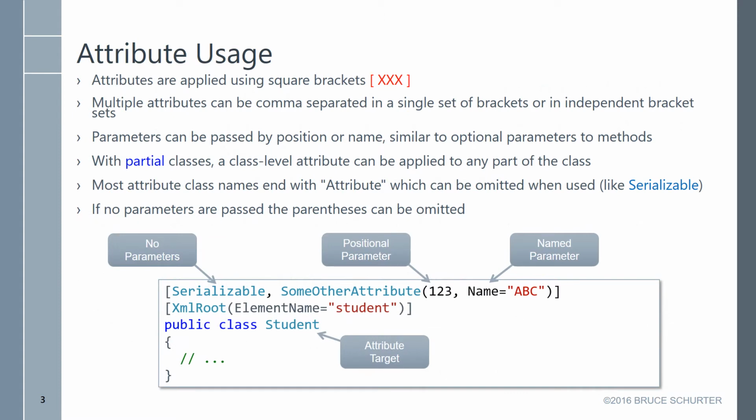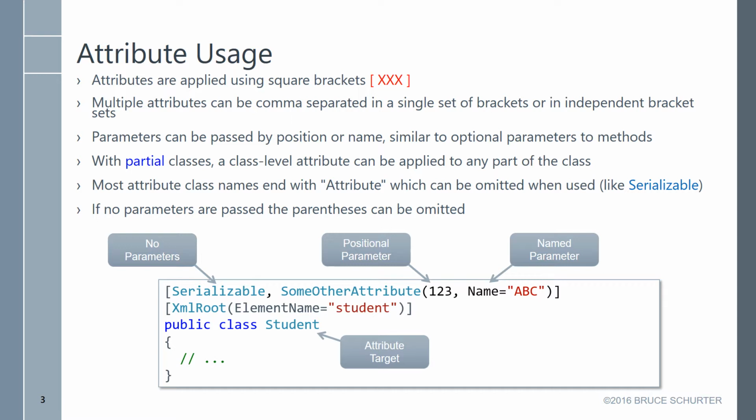Attributes are applied using the square bracket syntax. You've seen it before, like with Flags, Serializable, etc. Typically, it is going to be immediately preceding the object which you wish to apply the attribute to. Multiple attributes can be comma separated in a single set of brackets or independent bracket sets. This is just a stylistic thing, and everybody will have their own opinions on the best way to do this. But if you wish, you can have all of your attributes, if they apply to the same item, all comma separated. Or you can have each individual attribute delimited with its own set of square brackets.